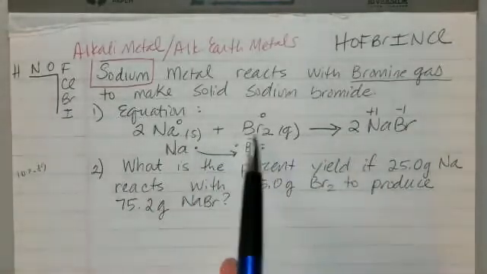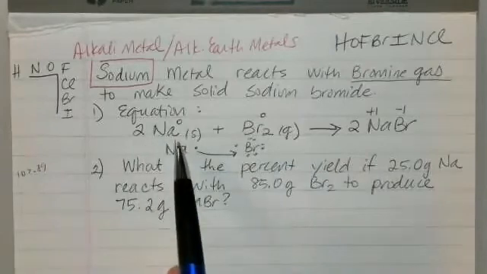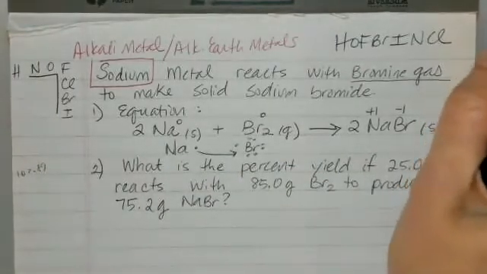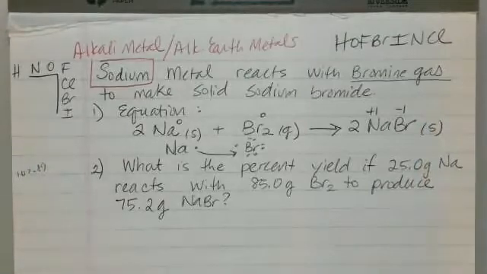So if I've got 2 bromines here, I need 2 sodiums to make 2 sodium bromides. And the state here, this one's going to be a solid. The question tells us so. So we have a nice balanced combination reaction.